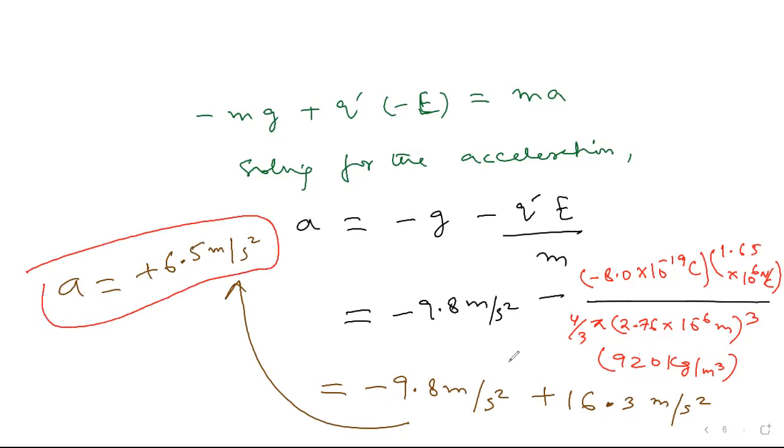Let me check it first. Minus 9.8 meter per second square minus q prime, minus 8 into 10 raised by minus 19 coulomb times E, 1.65 into 10 raised by 6 Newton per coulomb, divided by mass, which is volume times density. Volume is 4/3 pi r cube. r is 2.76 into 10 raised by minus 6 meter. Then we have cube times 920 kg per cubic meter. The value of the second term is plus 16.3 meter per second square. First term is minus 9.8 meter per second square. When we make the calculation, it turns out to be plus 6.5 meter per second square. Since the value is positive, that means the drop accelerates in the positive y direction.